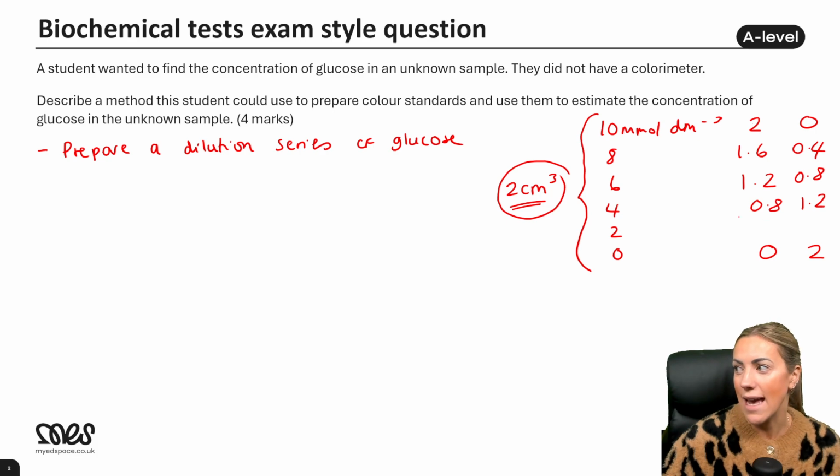And the rest, yeah, so 0.8 glucose and 1.2 water. Finally, I'll repeat it one more time. This one, I want a concentration of 2 millimoles per decimeter cubed. I've only got the stock solution, which is 10 millimoles per decimeter cubed.